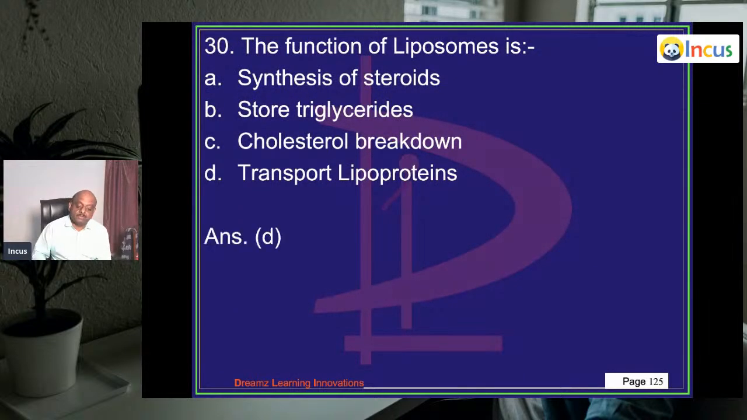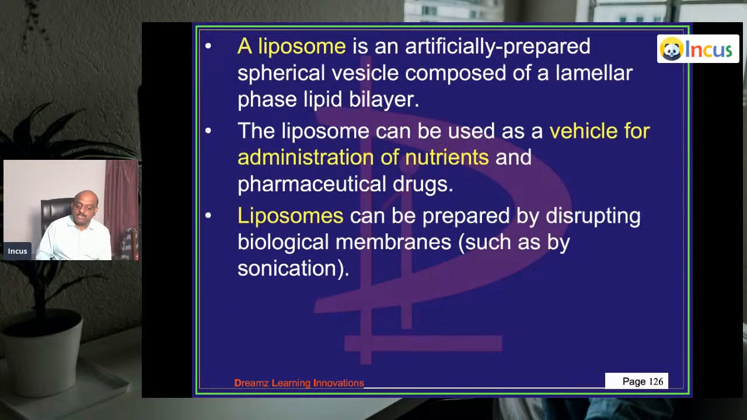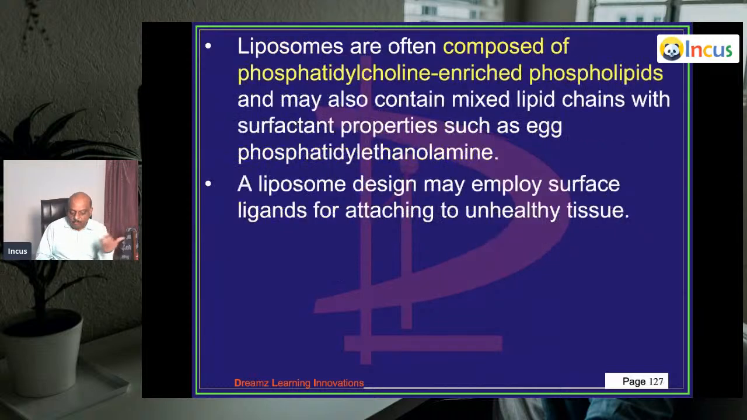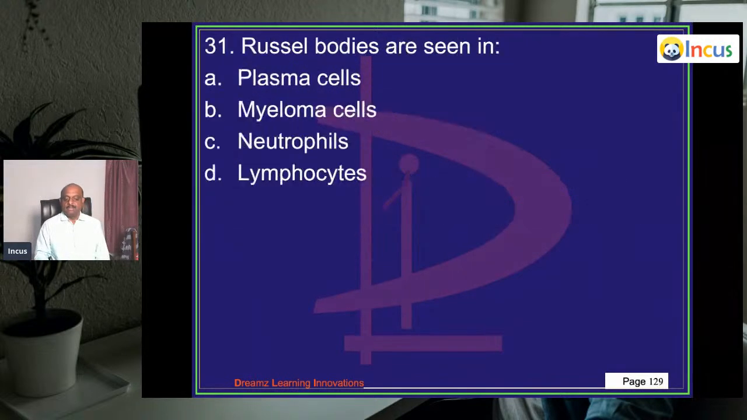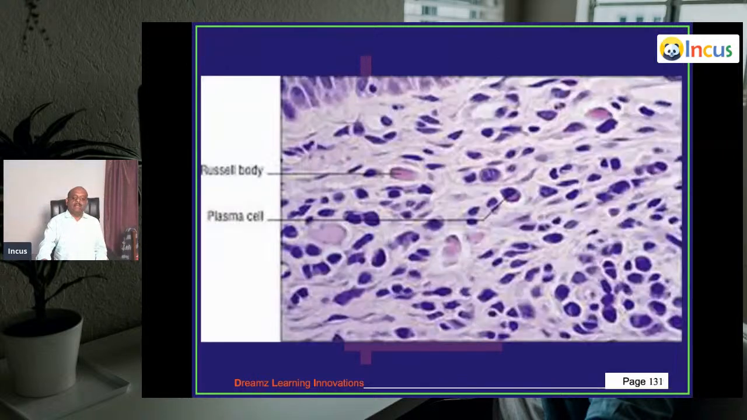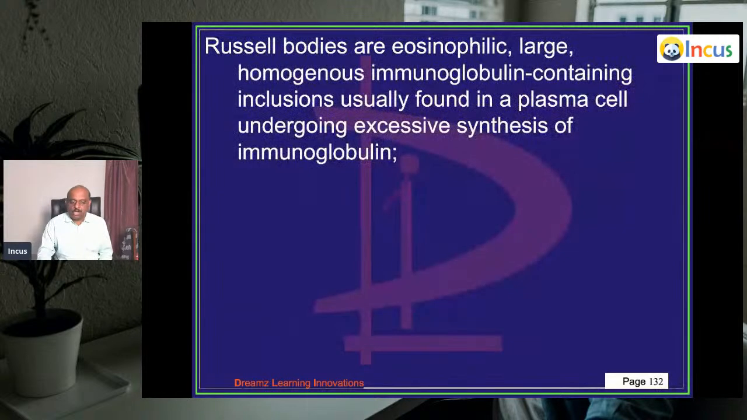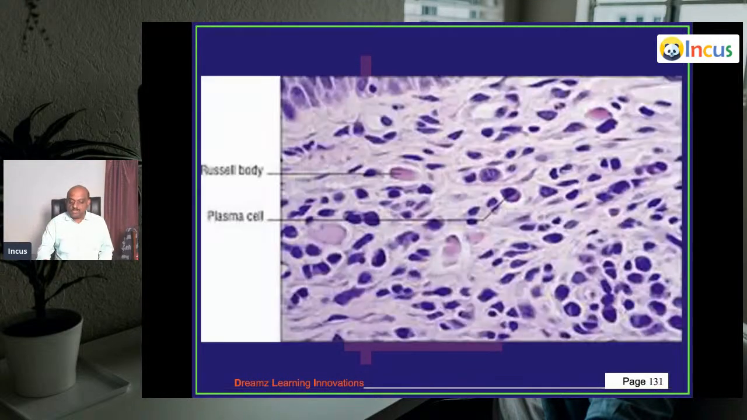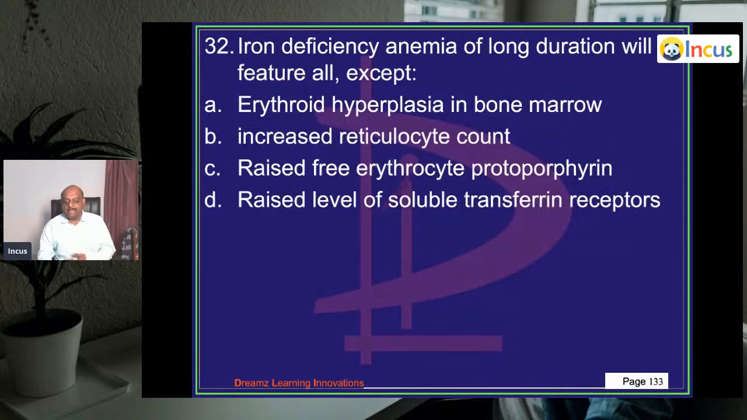Note the function of liposomes. Liposomes transport the lipoproteins. Liposomes are composed of phosphatidylcholine enriched phospholipids. Russell bodies are seen in case of multiple myeloma. Typically all that immunoglobulin rich Russell bodies. There are eosinophilic large homogeneous immunoglobulin containing inclusions which are found in the plasma cells is what you should remember.